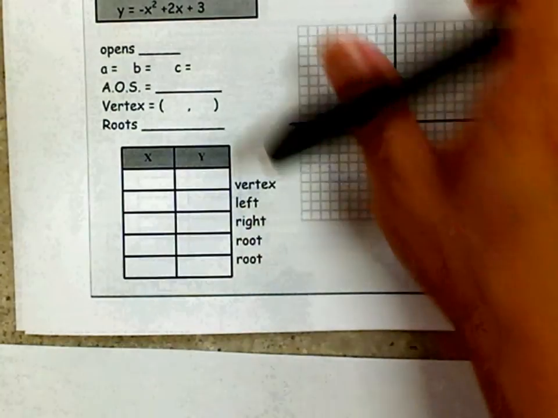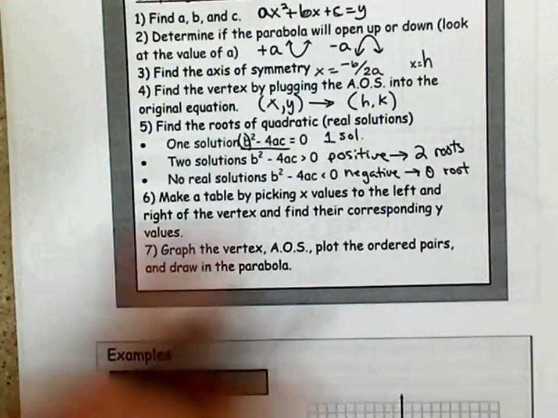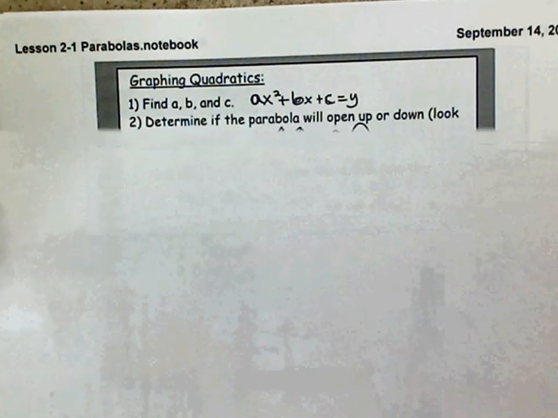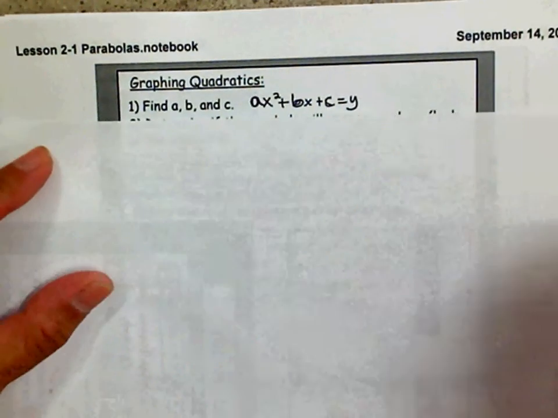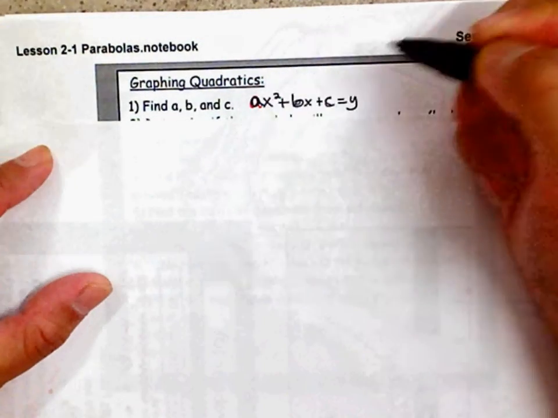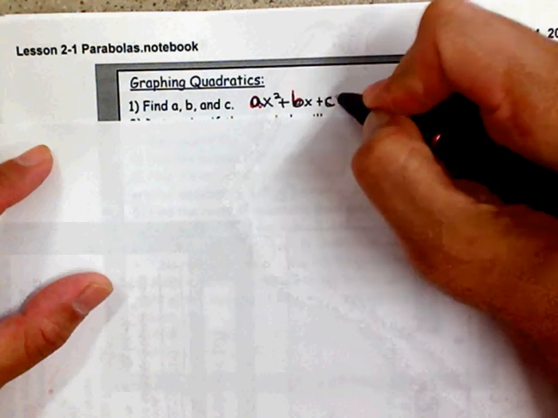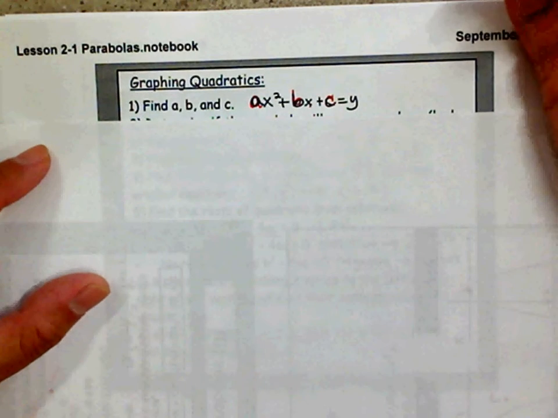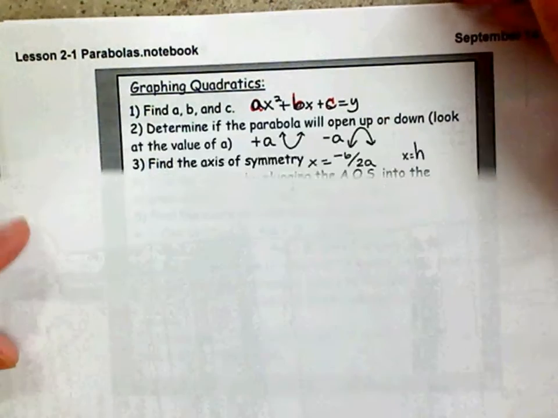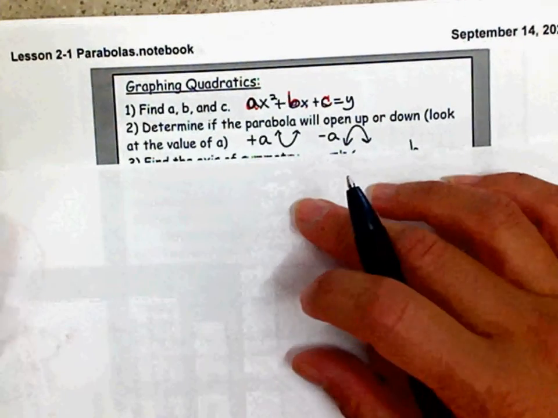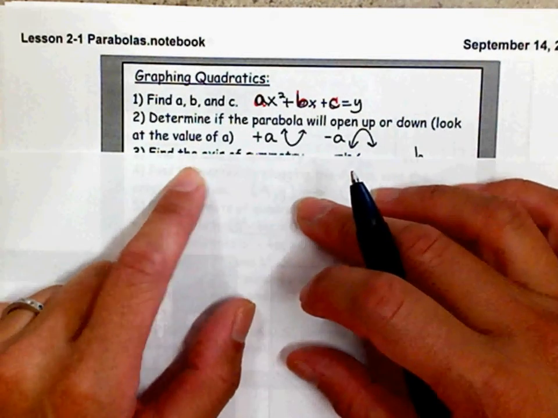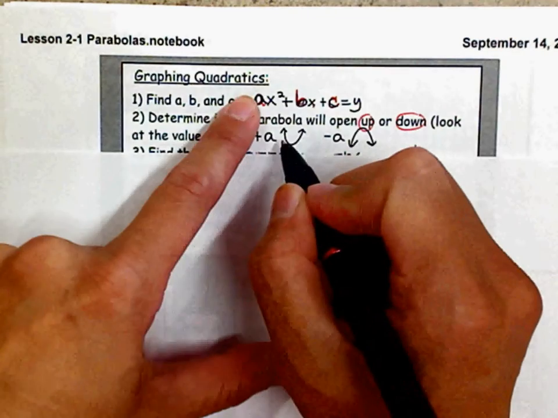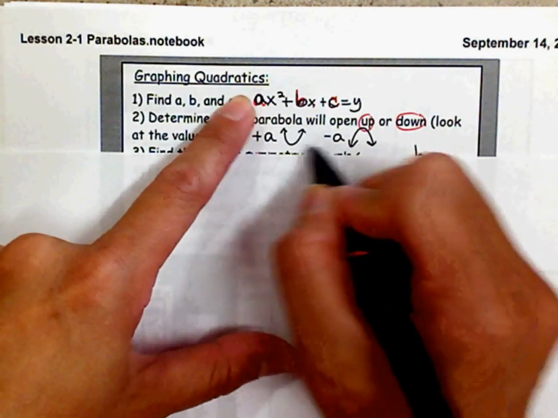All right, here are some ways you can graph quadratics. First of all, you need to find the a, b, and c. A is always in front of x squared, b is always in front of the x, and the c is a number, a constant, equals y. From there, you need to determine if the parabola is going to open up or open down. If your a is positive, it's going to open up. If your a is negative, it's going to open down.